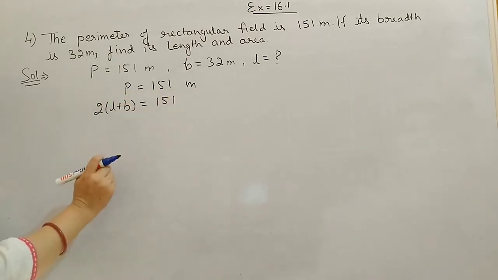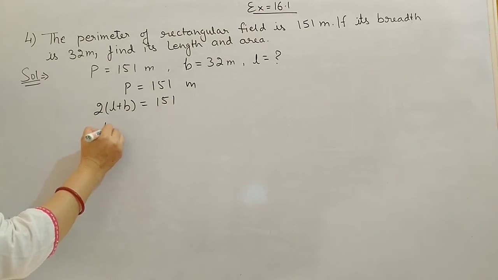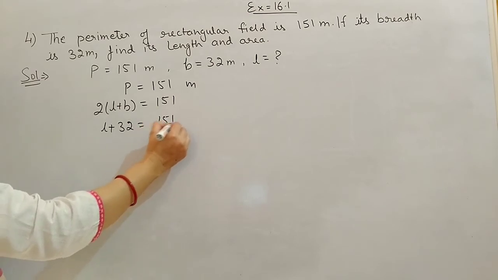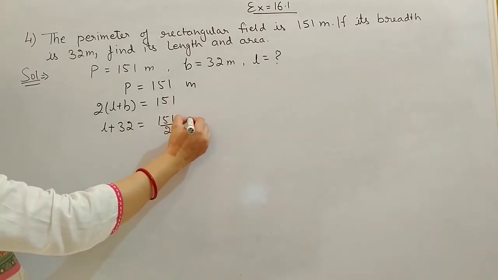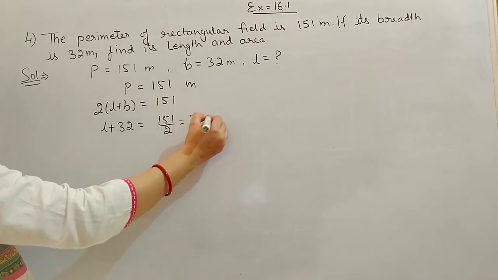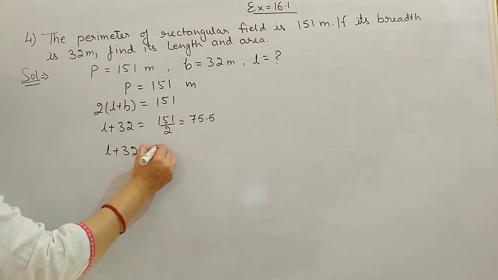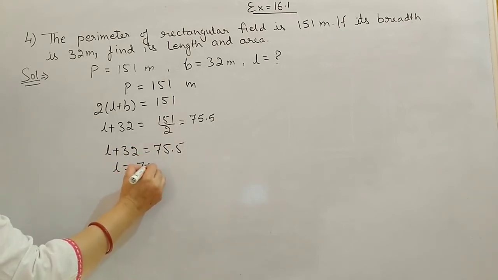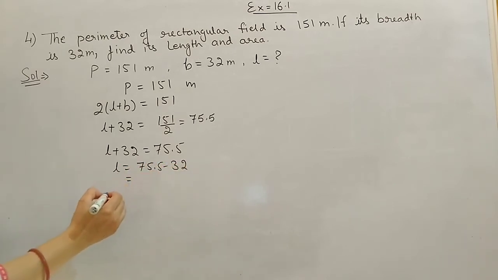This 2 you can shift to the other side. And here we can substitute the values. Length we don't know. Breadth is given 32. And this 2 after shifting to the other side will go for division. After the cancellation you will get here 75.5. So L plus 32 is equal to 75.5. So length is equal to 75.5 minus 32, which is equal to 43.5.